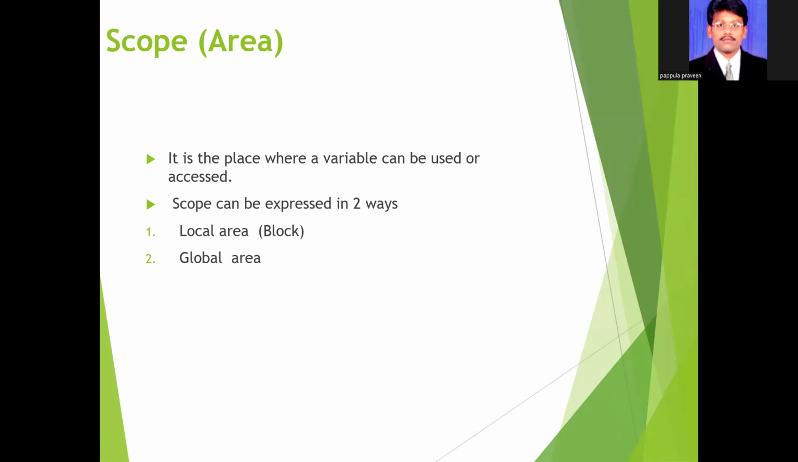A local area variable is accessed within the function, and outside the function, that variable is an undefined variable. Global area means when you declare a variable before the main method, that variable is called the global area or global variable. That variable is accessible anywhere in the program. It is the place where a variable can be used: two ways, local to a block, or global anywhere in the program.